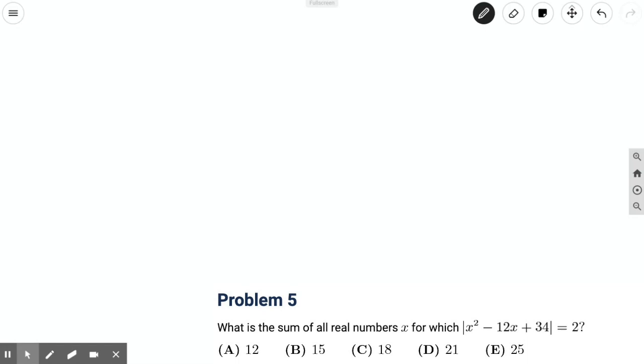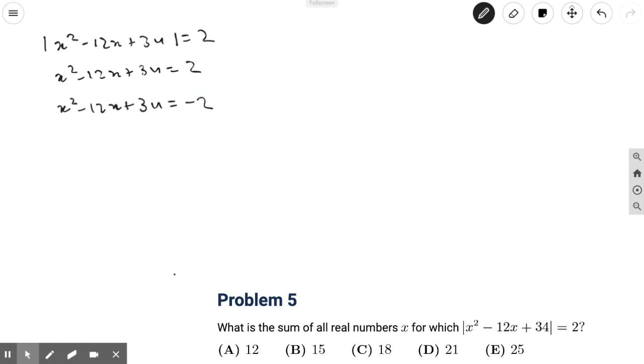Now moving on to problem number 5, which is what is the sum of all real numbers for which the absolute value of x squared minus 12x plus 34 is equal to 2. Now, since it's an absolute value, we can rewrite this as two equations. X squared minus 12x plus 34 is equal to 2, and x squared minus 12x plus 34 is equal to negative 2. This is because we won't know if this expression is positive or negative and be equal to 2. So it can either equal positive 2 or negative 2.